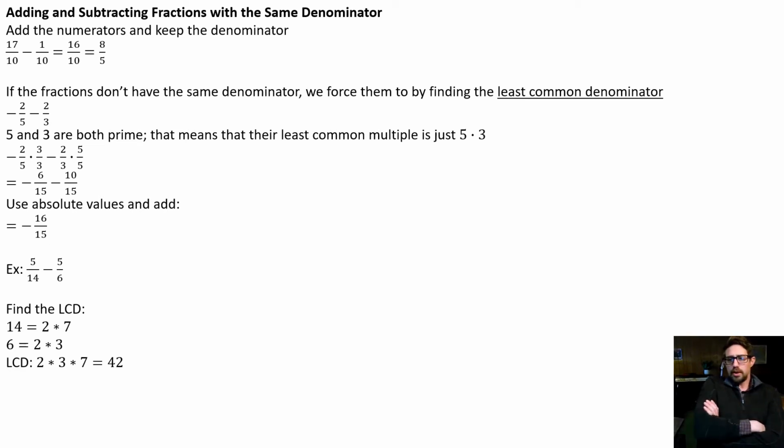And you can always just think, is 42 a multiple of 14? Yes. Is it a multiple of 6? Yes. So it works. Okay, so multiply the first fraction by what? 3/3, and the second fraction by 7/7. And you're going to get 15/42 minus 35/42.